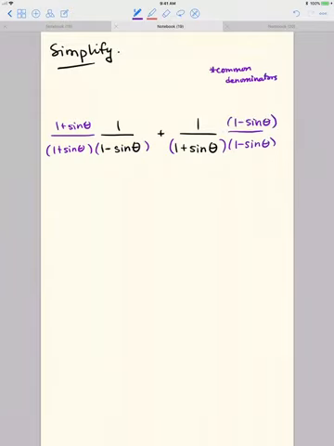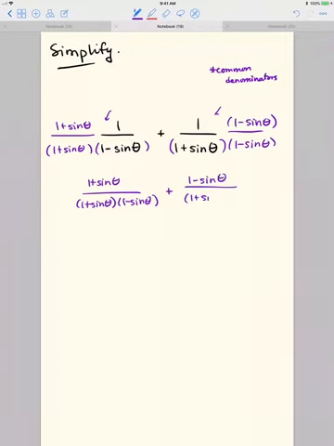All right. So then what we have for this problem is, the numerators are just multiplied by 1. So our numerator on the left is just 1 plus sine theta over 1 plus sine theta times 1 minus sine theta. I'm not going to FOIL those out in the denominator because I don't know if it'll help me yet or not, so I'd like to clean the top up before I do that. The numerator on the second fraction is 1 minus sine theta. The denominator is again 1 plus sine times 1 minus sine.